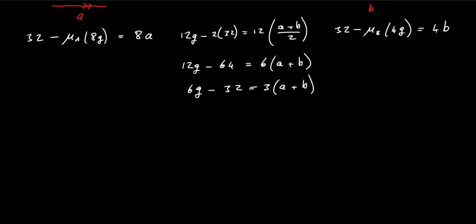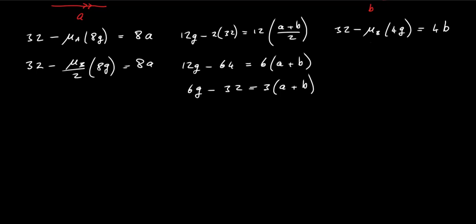Okay, now we're told that mu of B is twice mu of A, and we have to find mu of B, so I want an equation with mu B in it. So what I'm going to do is take this equation here, 32, I'm going to take out mu of A, and I'm going to put in half of mu of B, because mu of B is equal to twice mu of A. So in here I'm going to put in mu of B over 2 times 8g, is equal to 8a.